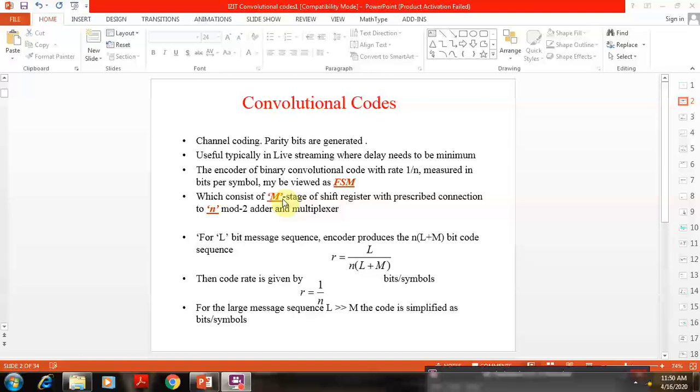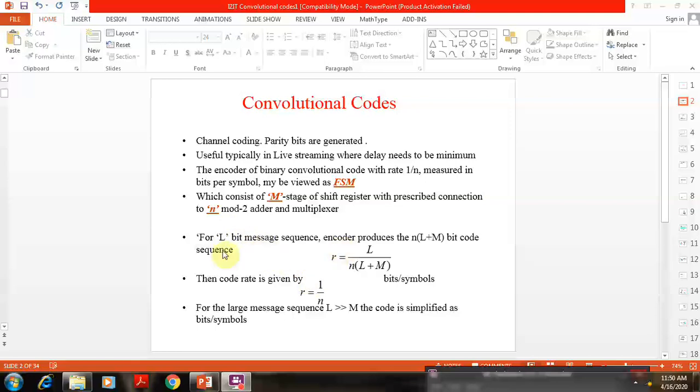For example, if I have 3 stages, that is m is equal to 3, and if I have 3 adders and if I apply 5 bits of message, then the length of the code word will be 3, which is the number of adders, into (5, which is L, plus m, which is again 3), so 5 plus 3 is 8, 8 into 3, which is 24. So we are going to verify this particular relation with the help of an encoder, which we will discuss shortly. So what will be the code rate?